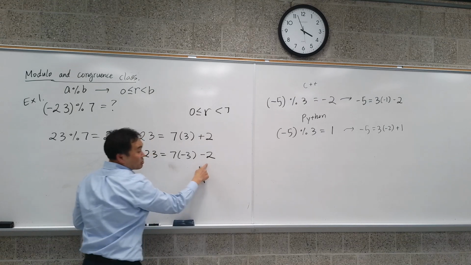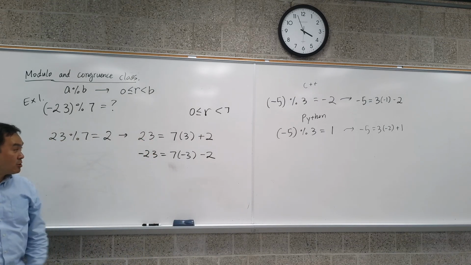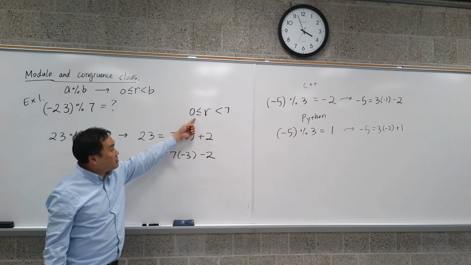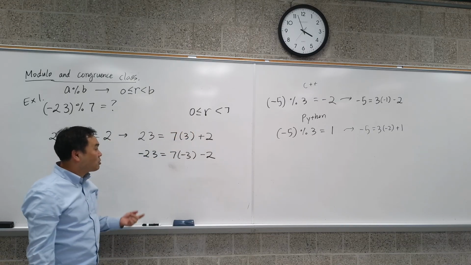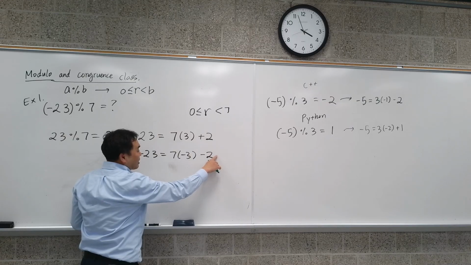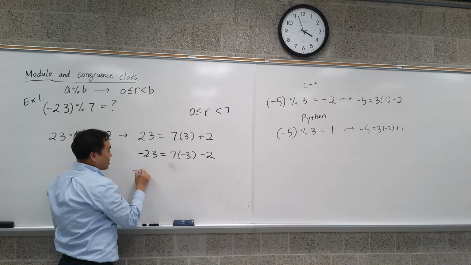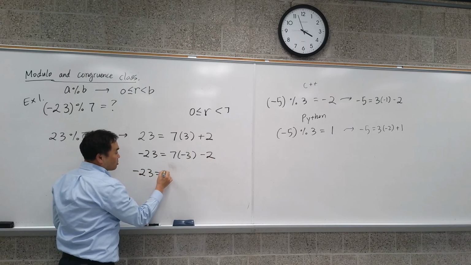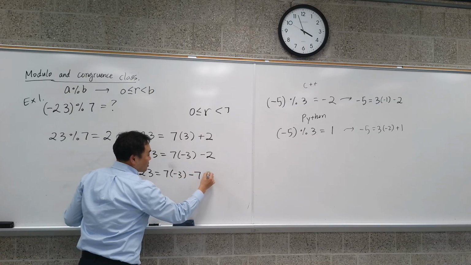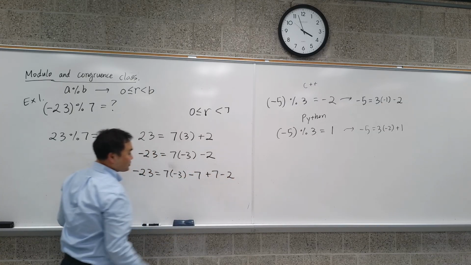We need the remainder between 0 and 7. Negative 2 doesn't work, okay? So how do I change this to make it fit between 0 to 7? Well, a simple idea is this. Add 7 and subtract 7. So by that I mean do 7 times negative 3 minus 7 plus 7 minus 2.